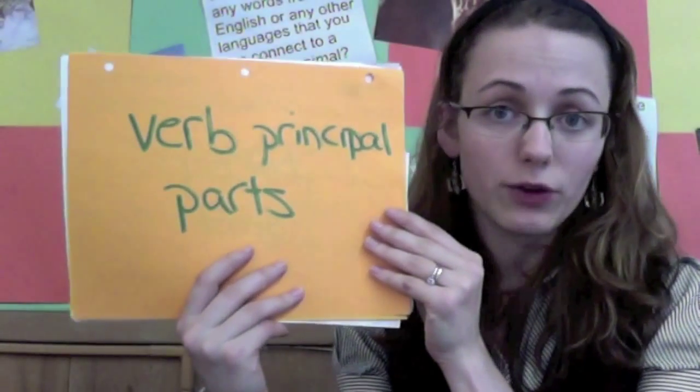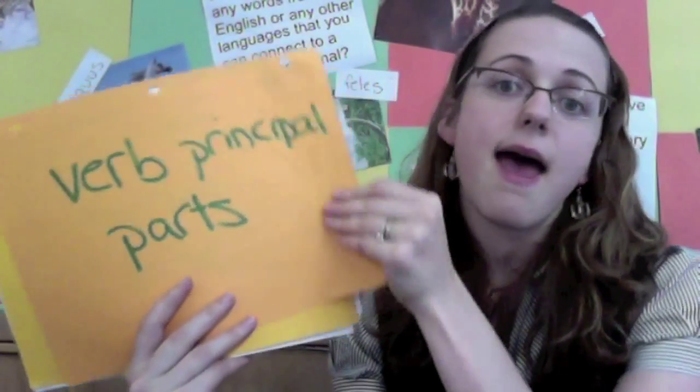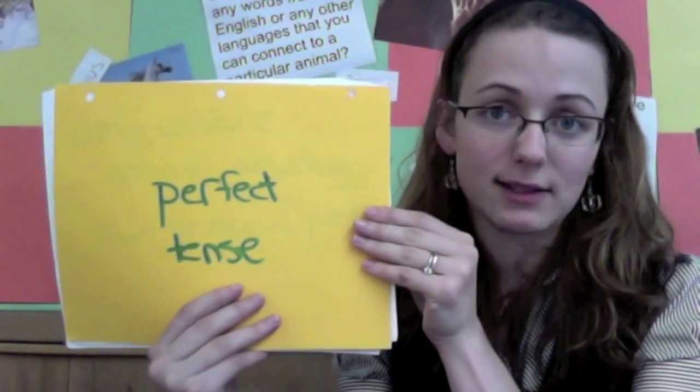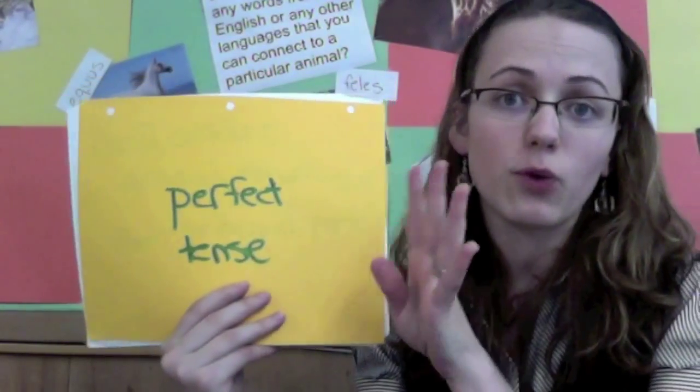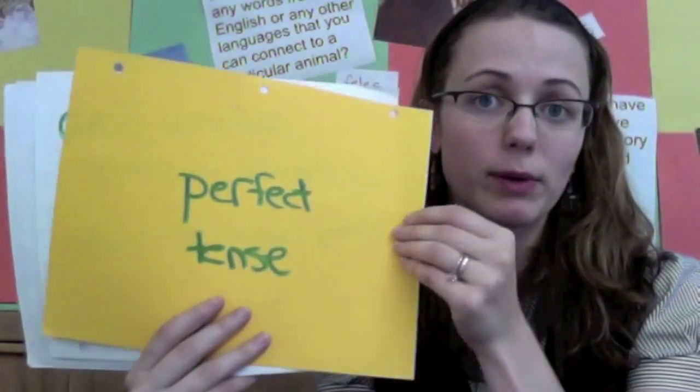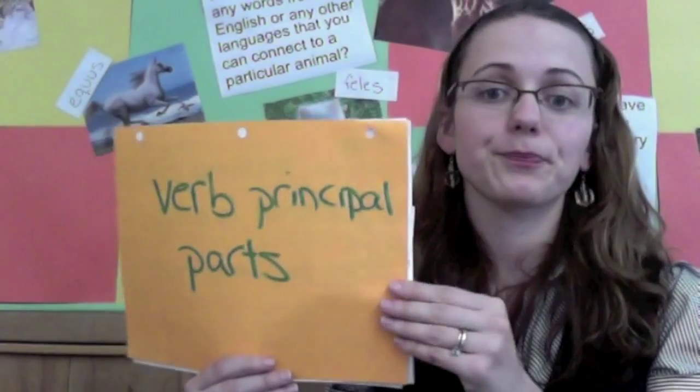So the first topic we're going to be talking about is something called verb principal parts, and then we will be talking about something called the perfect tense. The perfect tense is one of the 4 tenses you learned last year in 7th grade, but you may not remember it, so we will be reviewing it. So first, let's start talking about the verb principal parts.